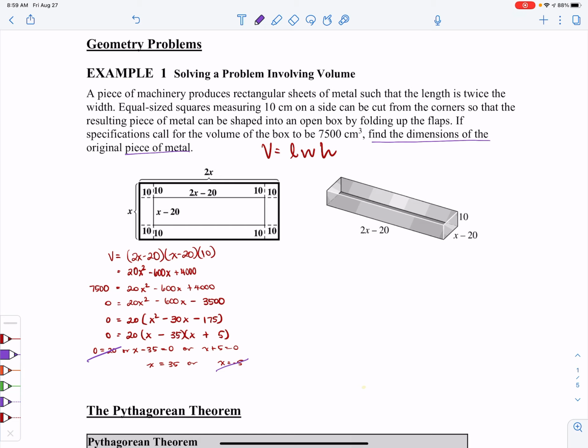But this says to find the dimensions. So not only is this going to be an x value of 35, but if we double that, we'll get a 2x value of 70. Of course, these were measured in centimeters to begin with, so then the sheet metal is going to be a 35 centimeter by 70 centimeter sheet of metal.